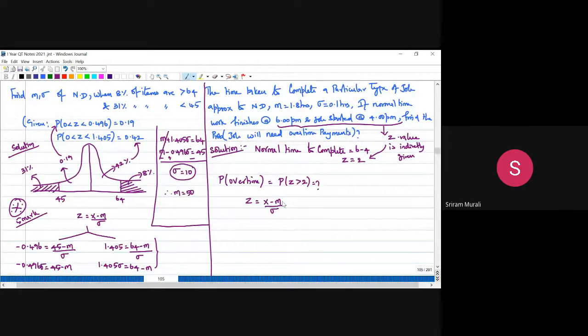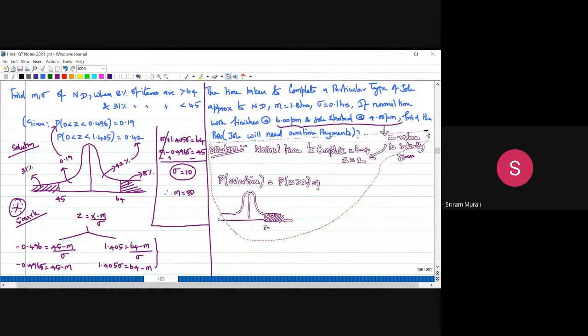So greater than 2, now we can directly go to the normal table because that value is given. You don't want to wait for mean and variance. This is 2. More than 2 means this is the required area. And phi of 2 is this.